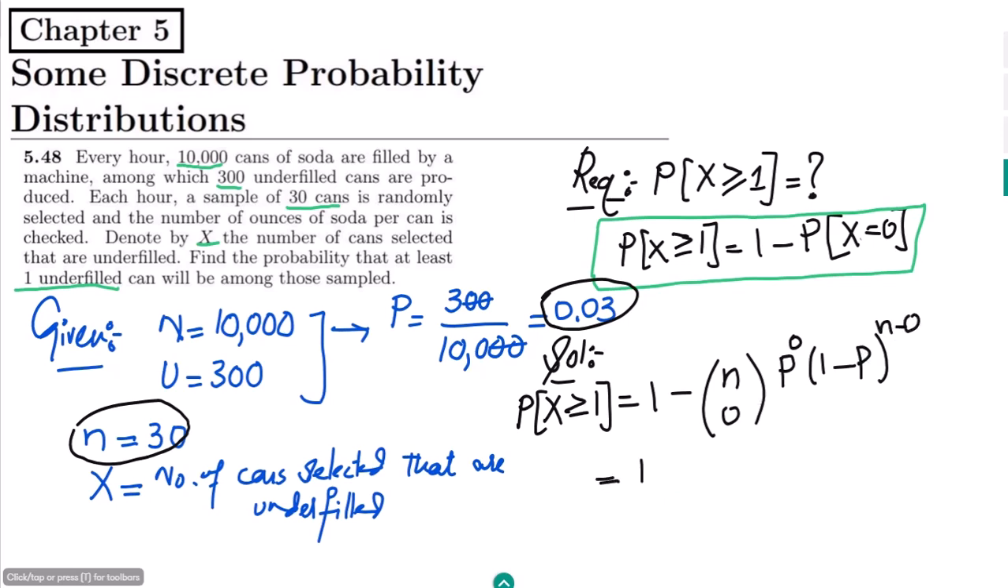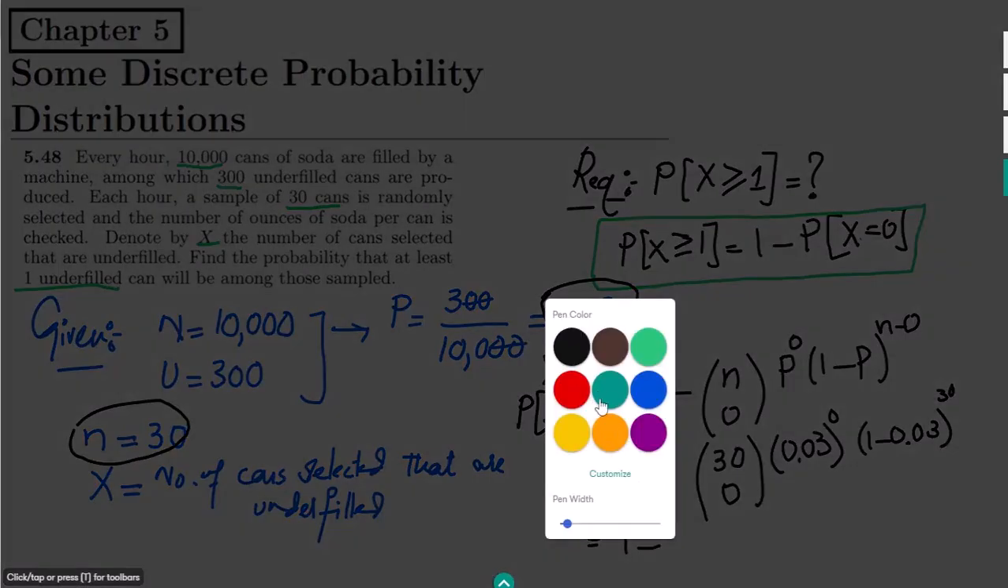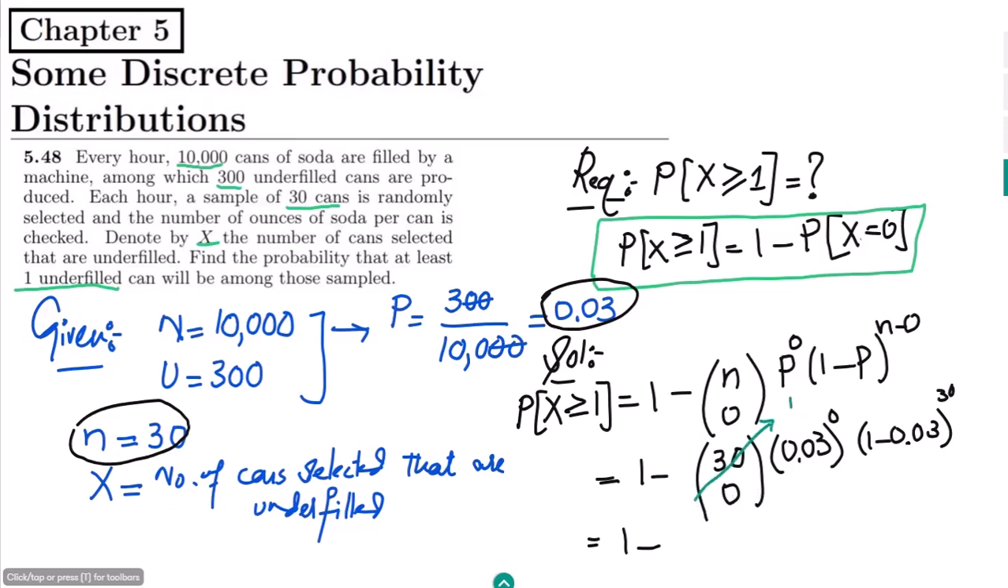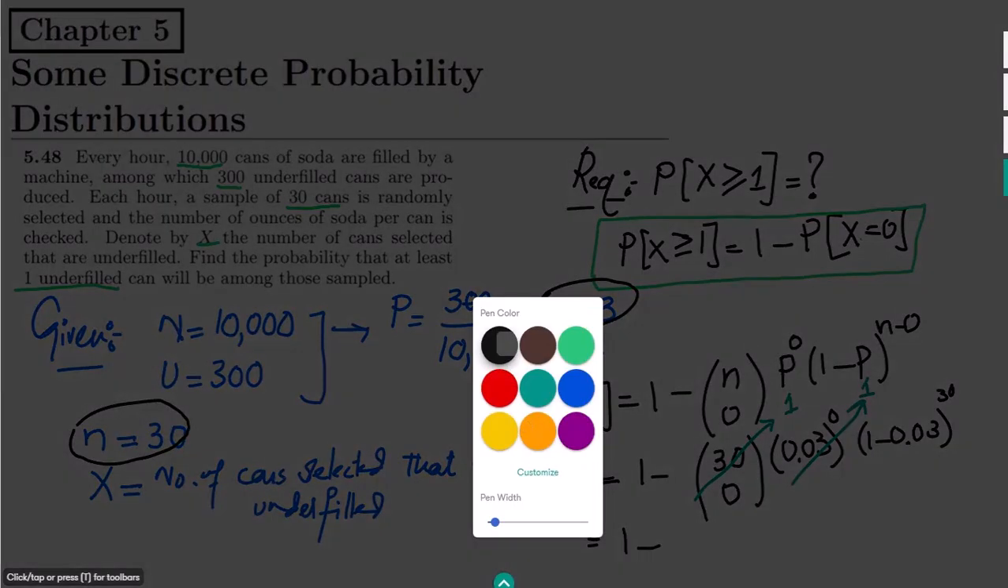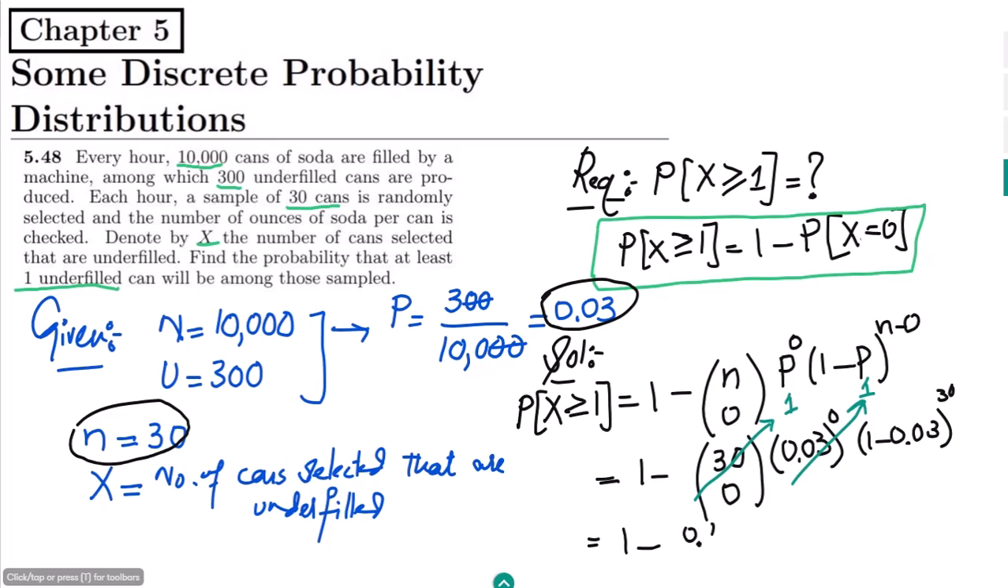Let me write these values. It would be 1 minus n choose 0, where n is 30, p is 0.03, and 1 minus 0.03 raised to n minus 0, which is 30. Let me simplify them. This is equal to 1, and this is also equal to 1. The remaining term will be 0.97 raised to the power 30.